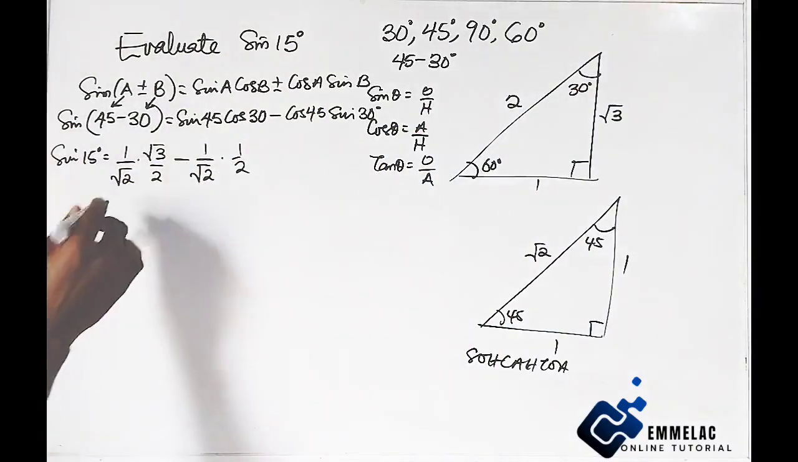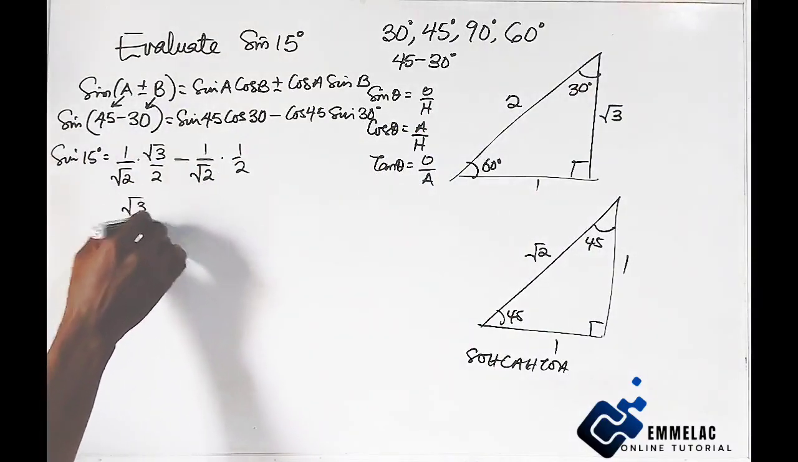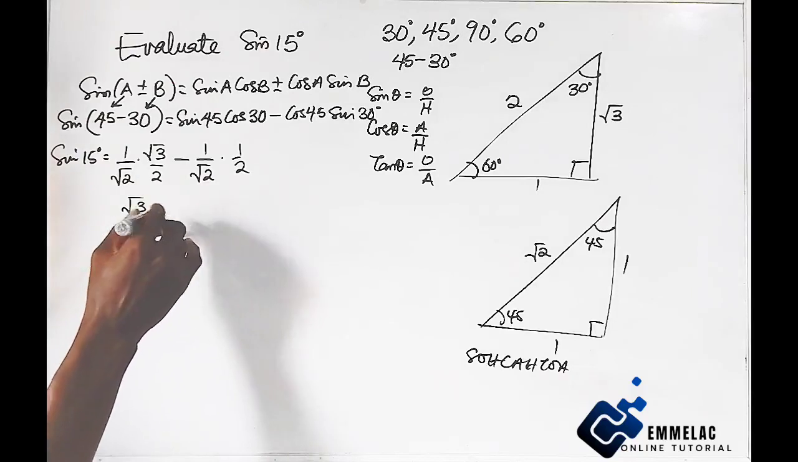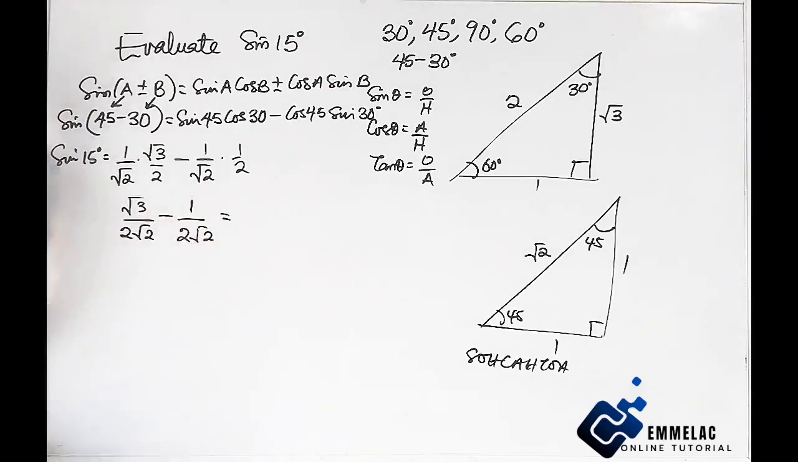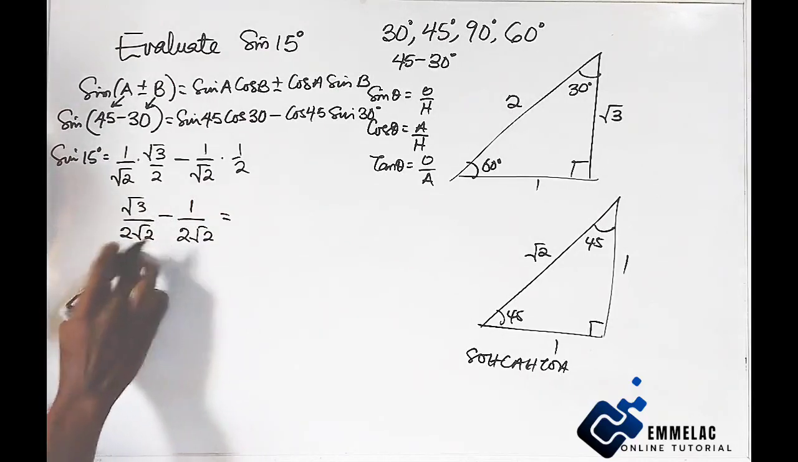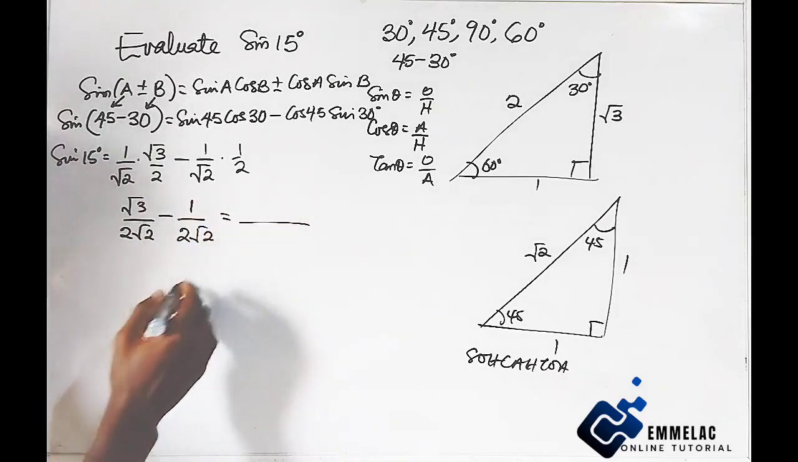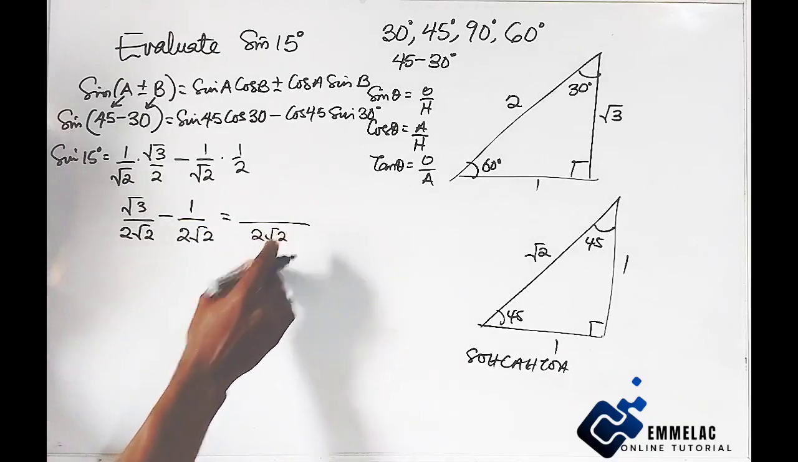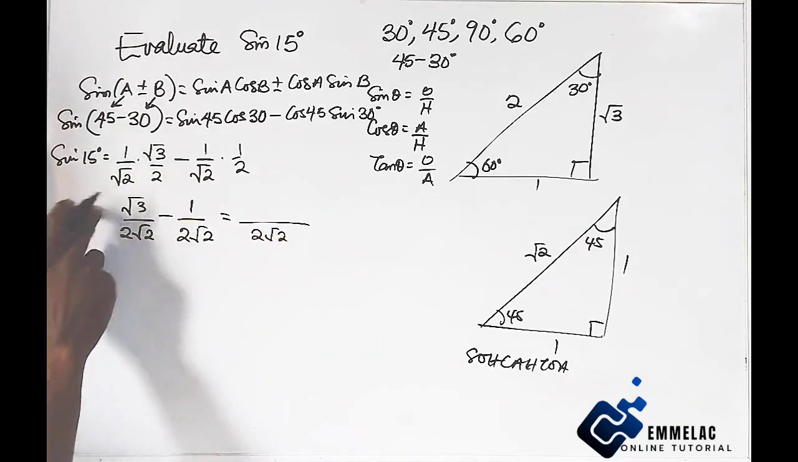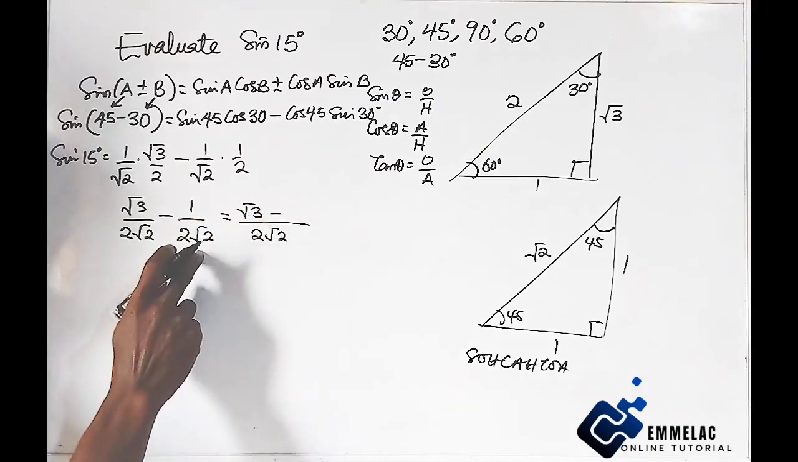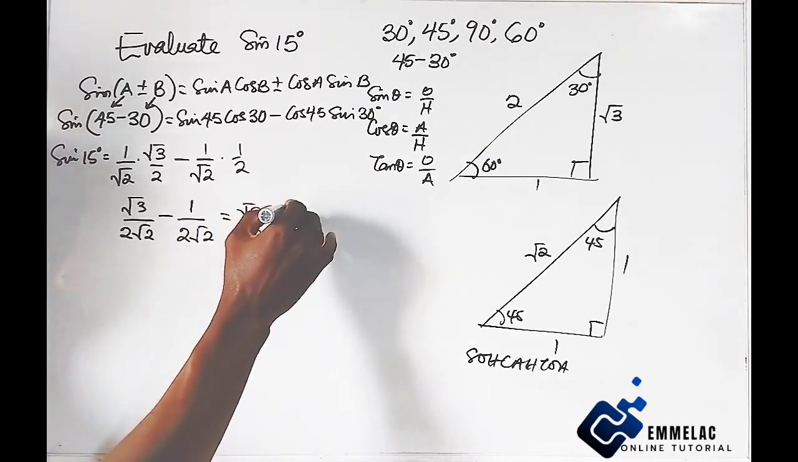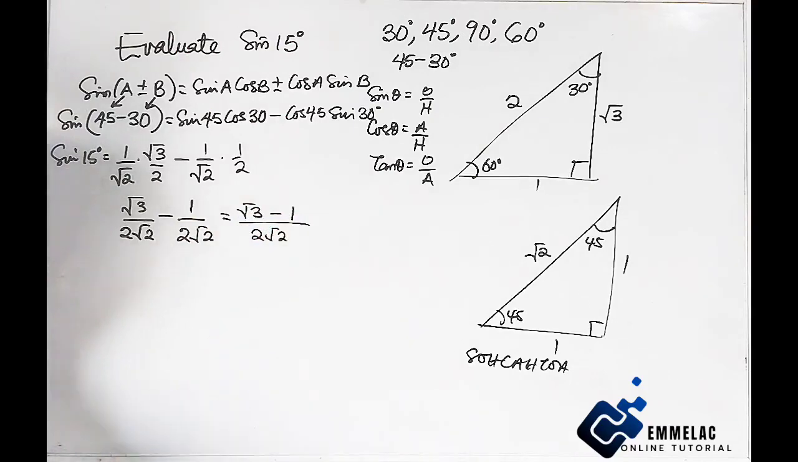Simplifying further, here you have root 3 over 2 root 2 minus 1 over 2 root 2. Since we have a common denominator, let's find the LCM, 2 root 2. 2 root 2 in 2 root 2 is just 1, times root 3 you have root 3, then minus, in this you have 1, so times 1 you have 1. So root 3 minus 1 over 2 root 2 is the final answer.